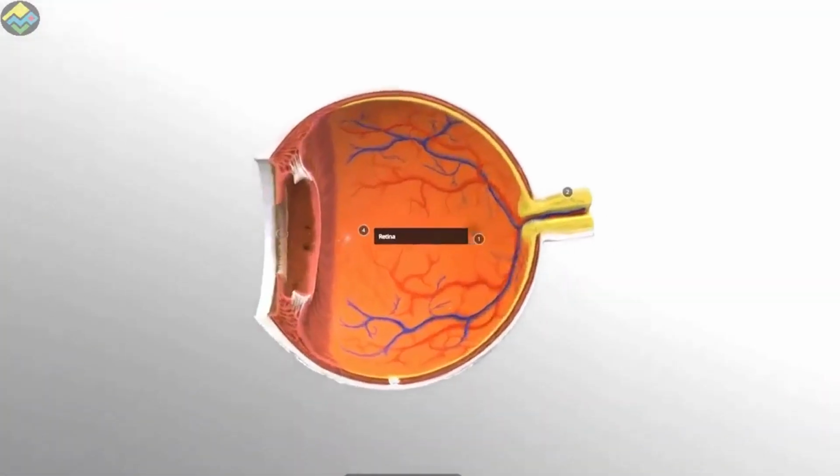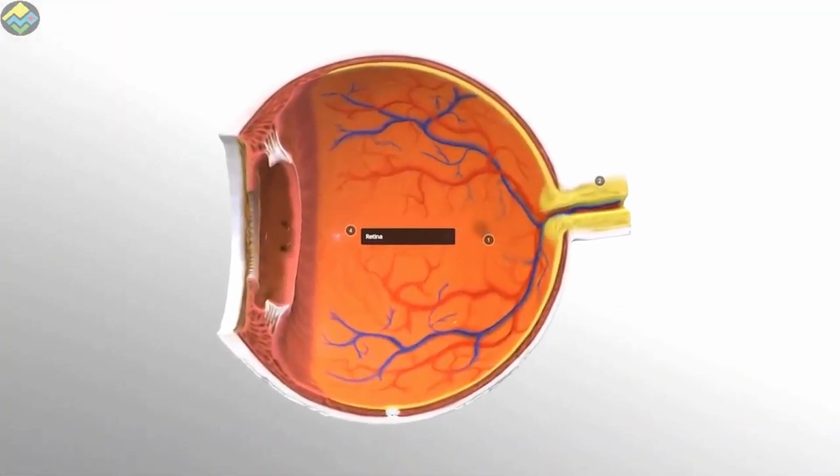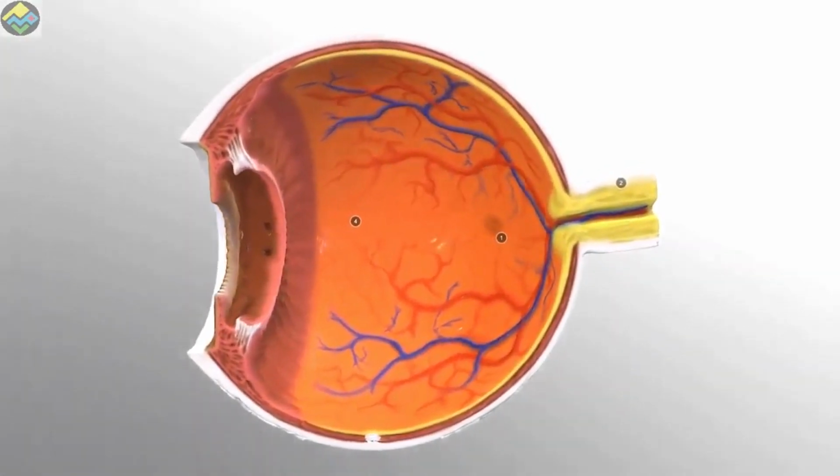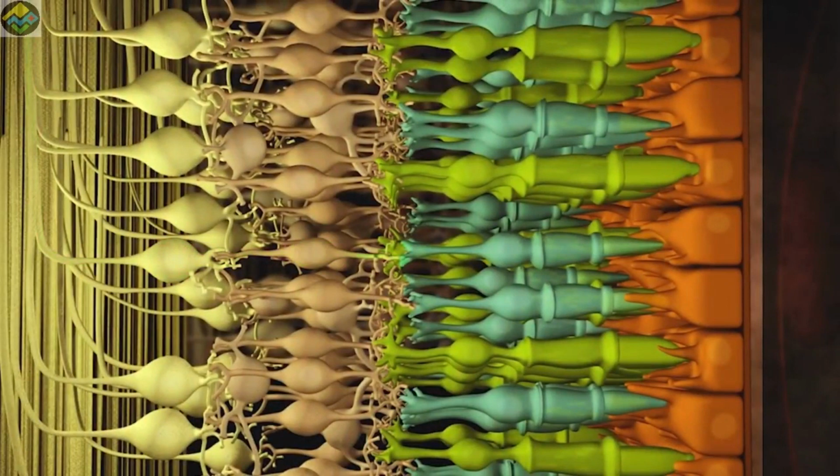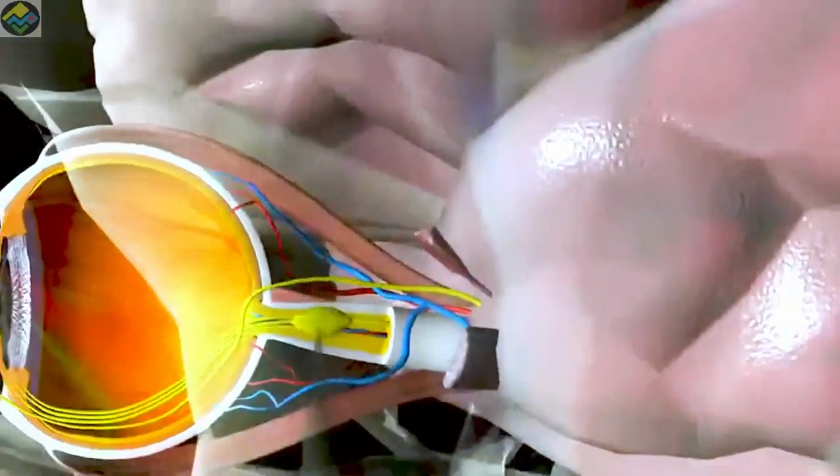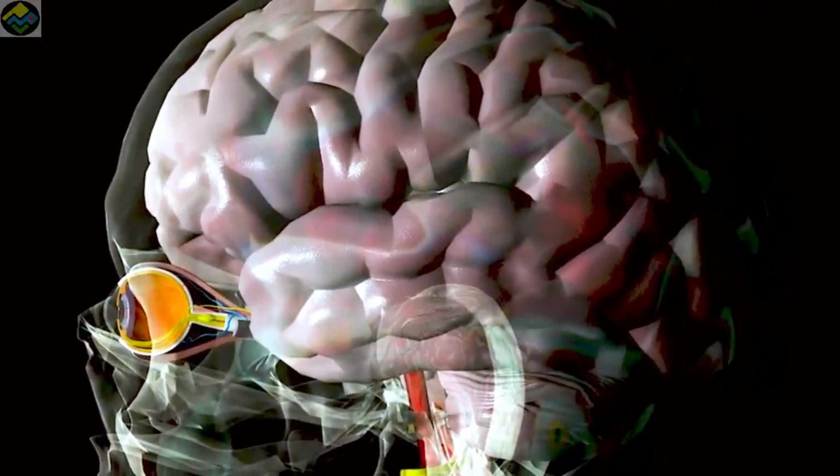The inner layer is made up of nervous tissue consisting of the retina. The retina is the most delicate structure of the eye. The light sensitive retina contains some cells called rod and cone cells. Some pigments of rod and cone cells convert light rays into nerve impulses. The nerve impulse is then sent to the brain.